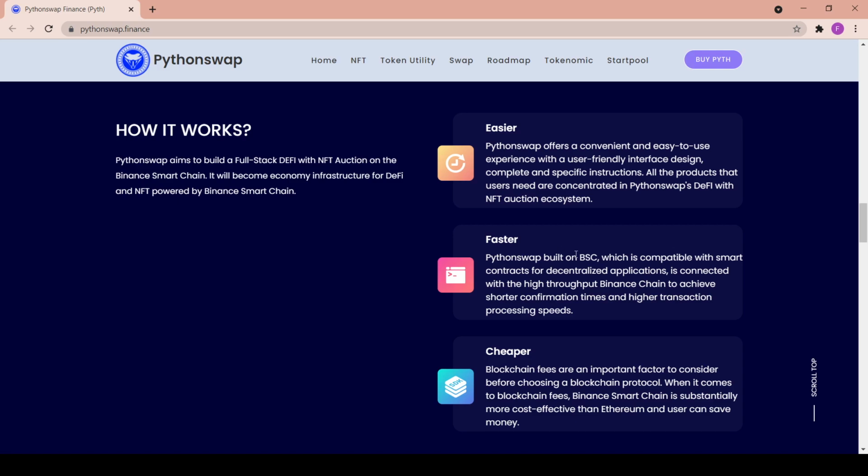Pythonswap is built on BSC, which is compatible with smart contracts for decentralized applications, and is connected with the high throughput of Binance Chain to achieve shorter confirmation times and higher transaction processing speeds.